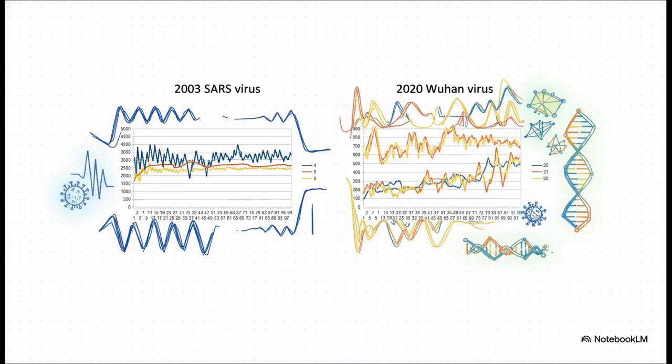And this slide really illustrates the paper's first big aha moment. On the left, you see the wave pattern for the 2003 SARS virus. Pretty simple, right? Just a single wave. But then, look at the 2020 Wuhan virus on the right. The paper claims it shows multiple, much more complex waves. The whole argument is that this complexity didn't happen by chance. It grew over 17 years.